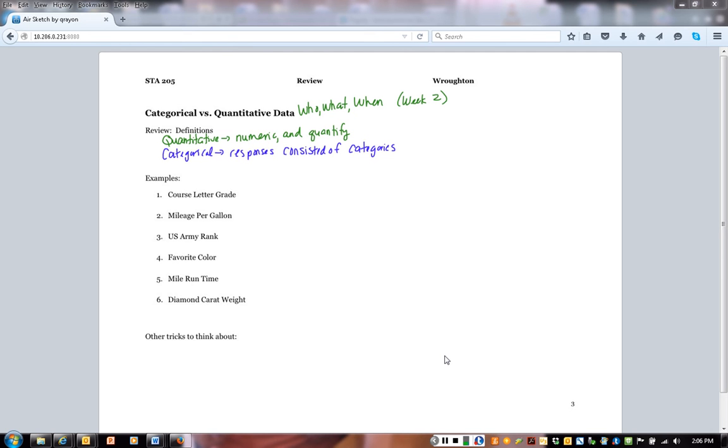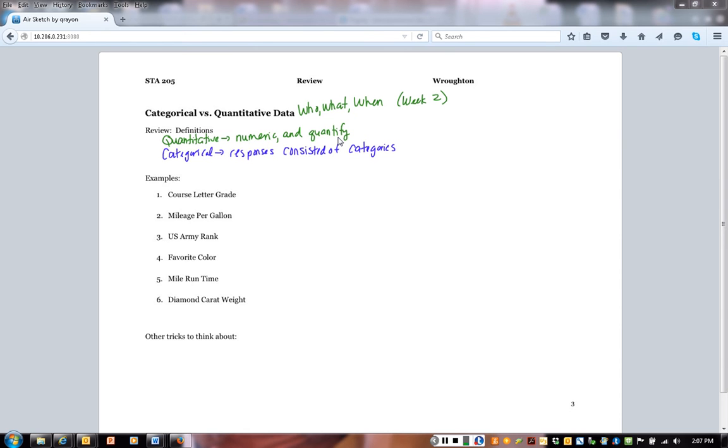So just as a reminder, that quantify part was important, because one of the examples I gave was your area code. Your area code for your phone number is a number, but it does not quantify. It actually tells you geographic location instead. So area code is really a categorical variable.